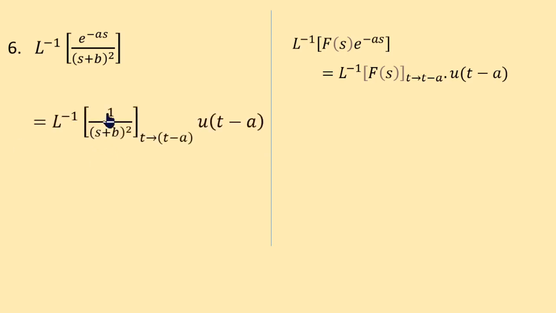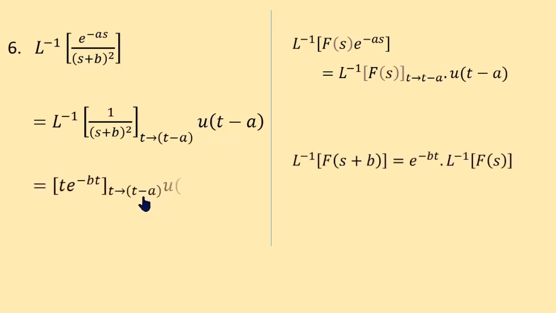Now, L inverse of f of s, that is 1 by (s plus b) whole square, then t is replaced by t minus a into u of t minus a. So, the inverse Laplace transform of 1 by (s plus b) whole square is t into e power minus bt. Now, t is replaced by t minus a, which means (t minus a) into e power minus b into (t minus a) into u of t minus a. So, this is the required answer. Okay. So, using the third rule.